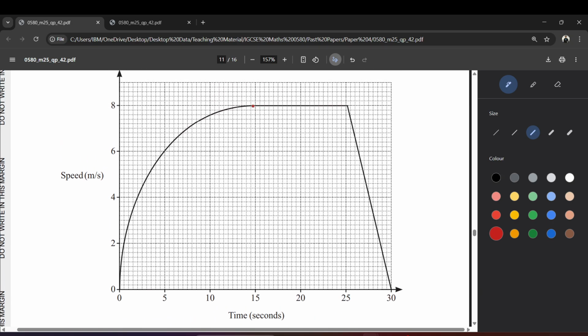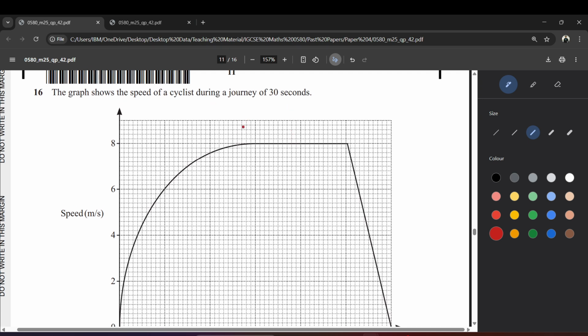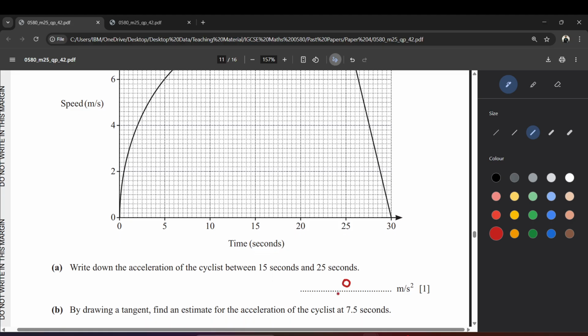So between 15 to 25, you can see that the speed of the cyclist is a constant value. When the speed is constant, okay, the acceleration will be zero, because acceleration basically means increase in speed. But if the speed is already constant, that means there is no increase in speed, so therefore there will be no acceleration.